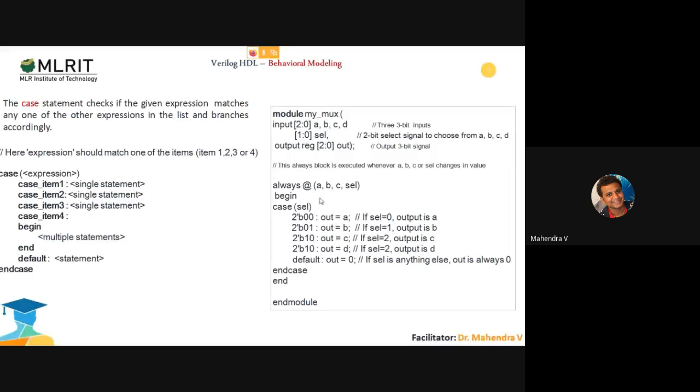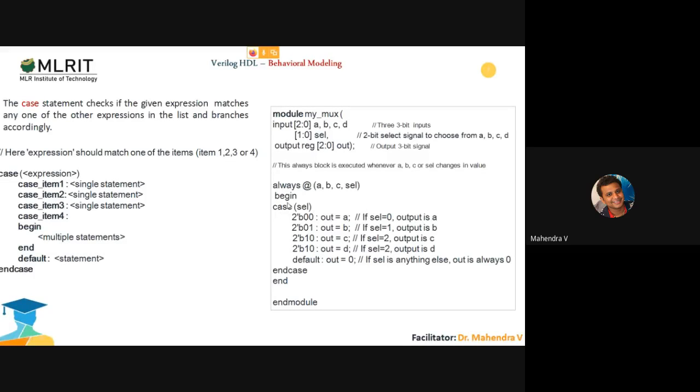This case statement is a sequential statement. Always we have to use the case statement inside the always block. If you use the case statement outside the always block, that will not be executed. Because case statements are sequential statements, verifying the conditions should happen sequentially. That's why it is there.